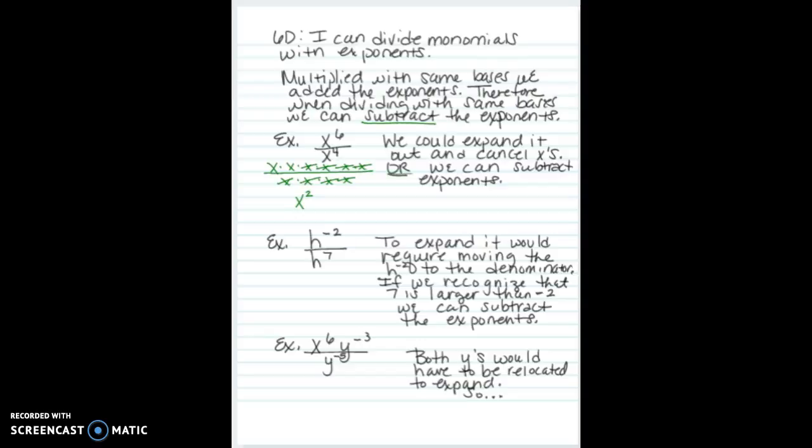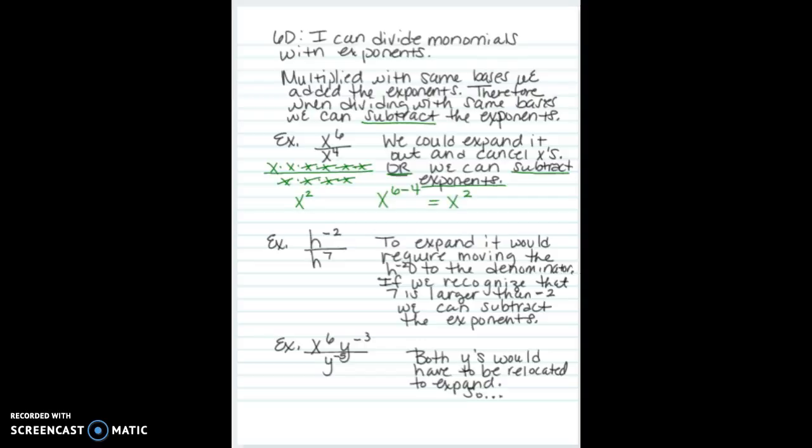Or we can subtract the exponents. So when we look at this, we have x to the 6th, and 6 is larger than 4, so we can say 6 subtract 4, and that would also equal x squared.